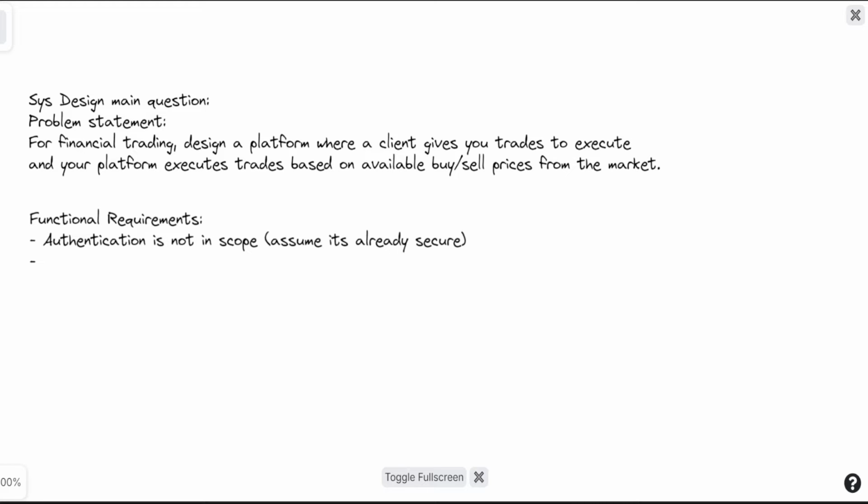Assume it's already secure. And then probably we will be able to put an order. In terms of the order, I do a bit of stock investment myself. Do we need to care about the different kinds of order types? Because I know there are market orders, limit orders, stop loss orders. Do we need to put that into requirements?